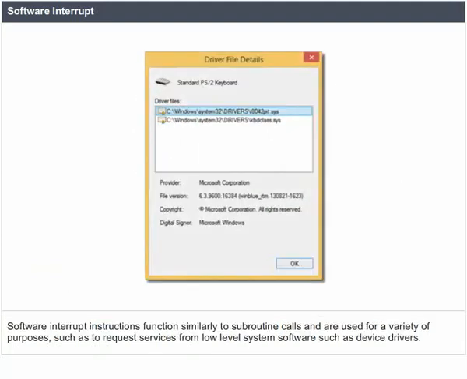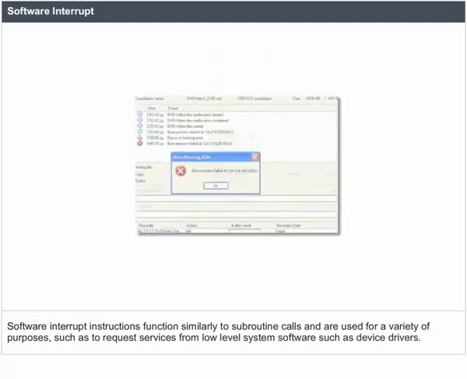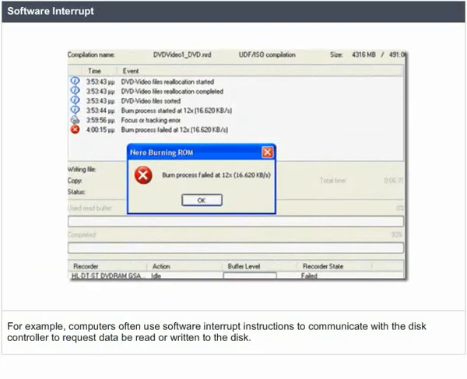Software interrupt instructions function similar to subroutine calls and are used for a variety of purposes, such as to request services from low-level system software such as device drivers. For example, computers often use software interrupt instructions to communicate with the disk controller to request data to be read or written to the disk.